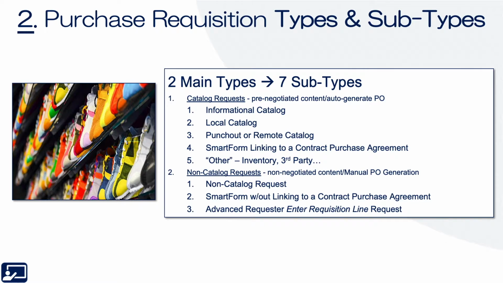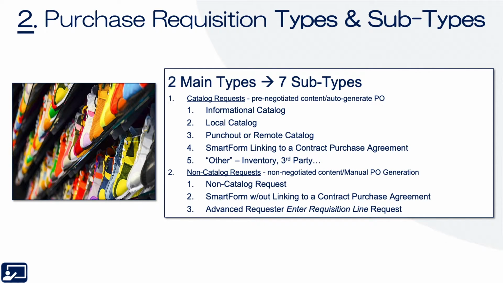Local catalogs represent that, internally created and managed. Punch-out catalogs represent pre-negotiated content, externally created and managed. Then there's something called a smart form. The smart form usually links to some structured procurement and oftentimes related to some kind of purchase agreement or contract. And then there's other inventory, etc., that can also create catalog requests.